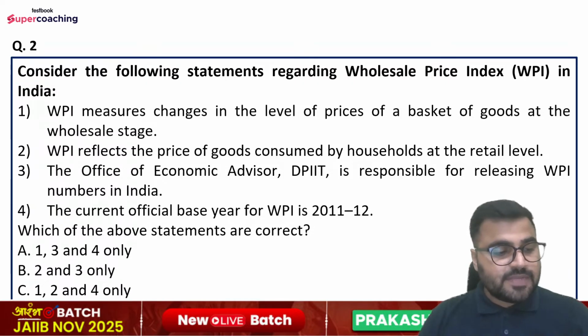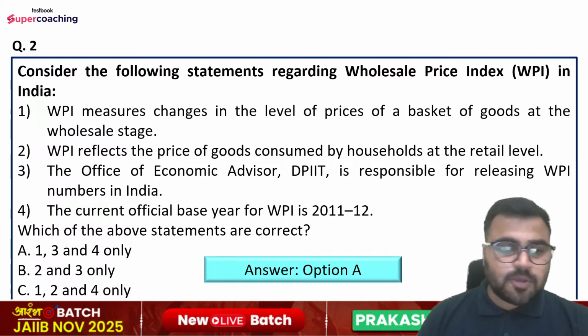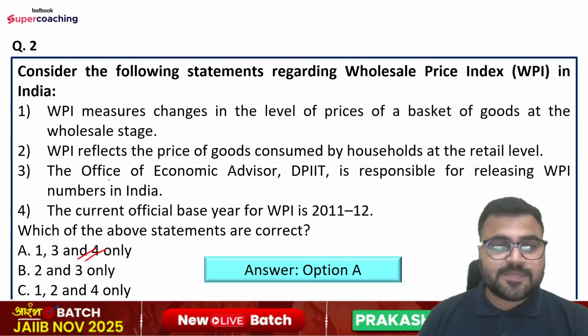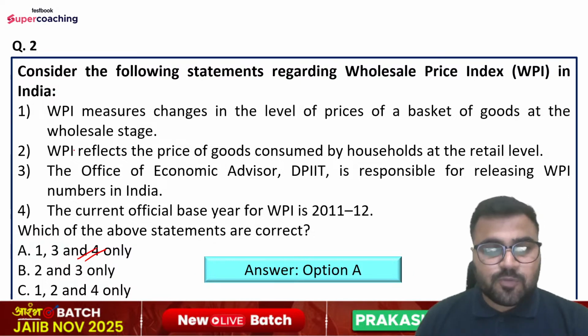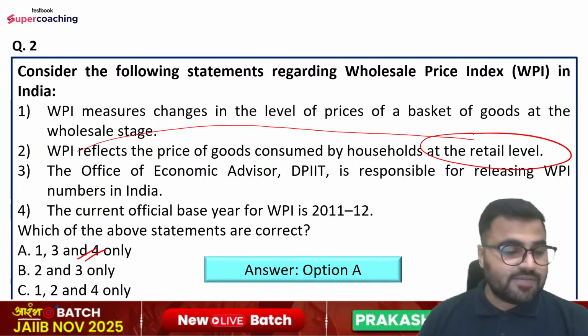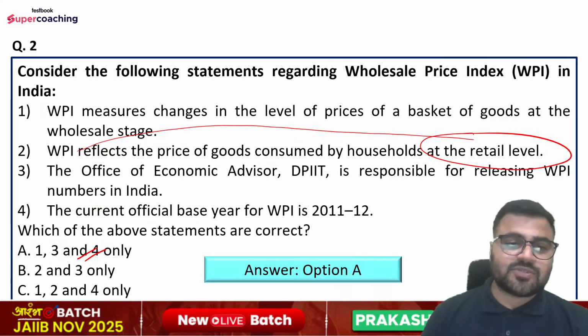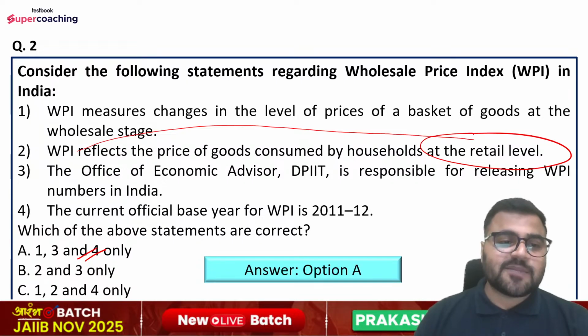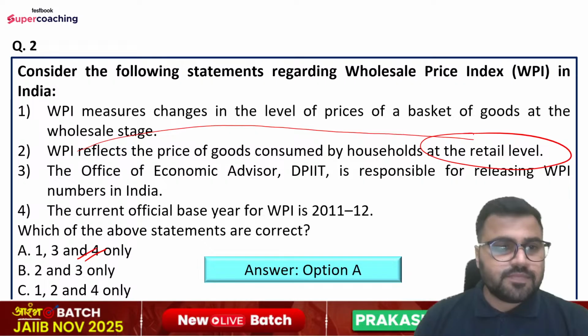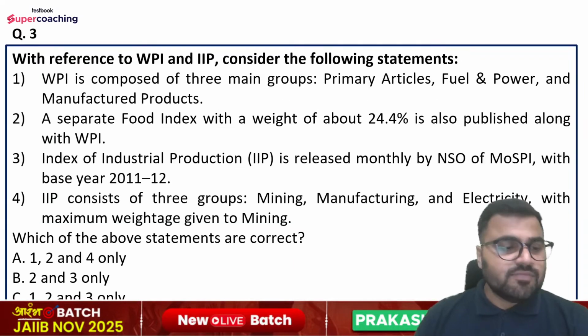Yes, tell me what is the right answer. So the right answer is option number A, that is first, third and fourth only, right? Second statement is incorrect, as I told you in the previous question as well, that WPI reflects the price of goods consumed at the wholesale level, right? The prices at the wholesale level are being tracked and reflected by the WPI, wholesale price index.